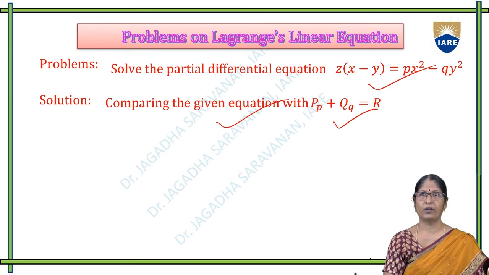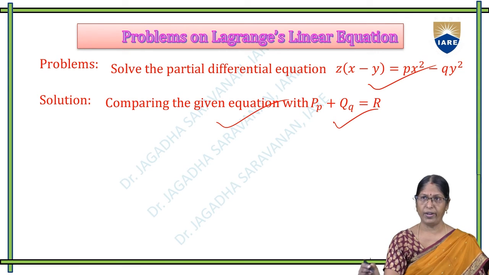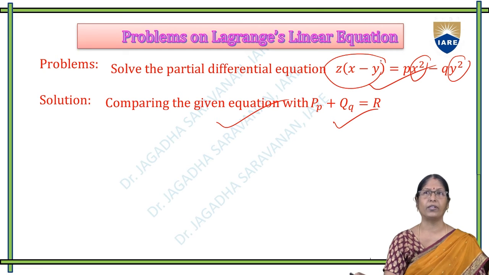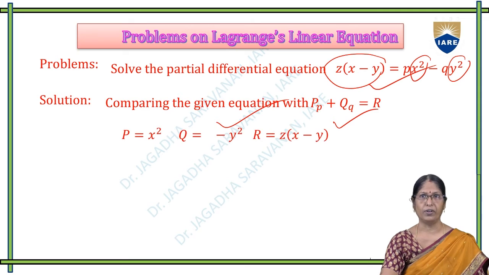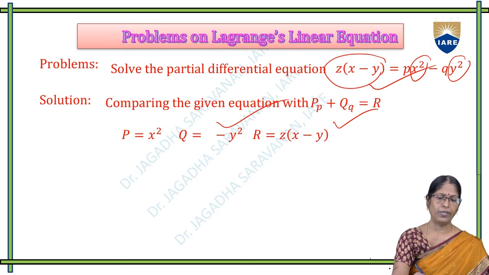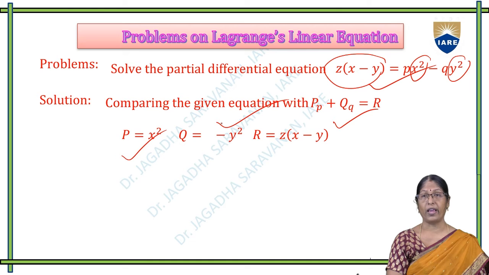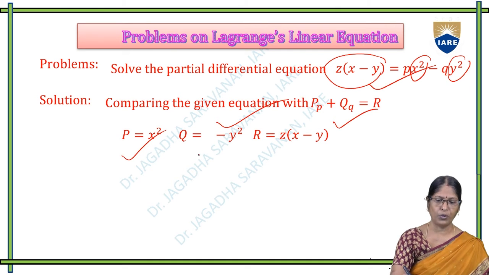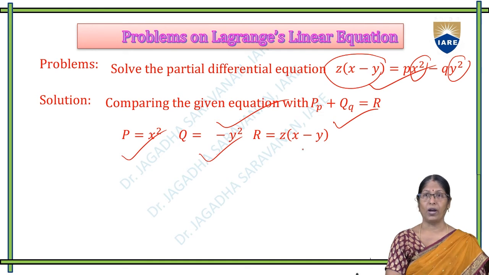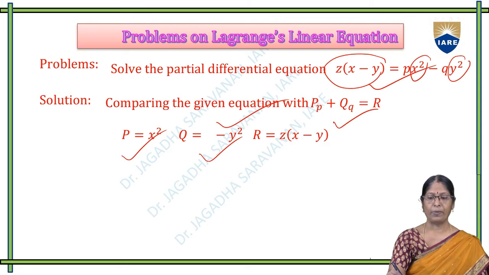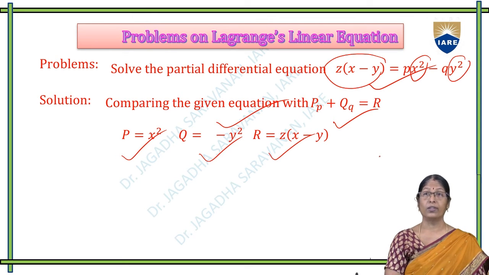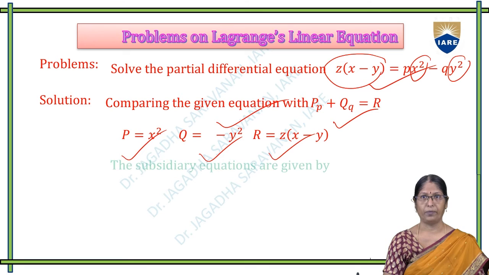Looking at the question itself, easily we can tell it fits our Lagrange's linear equation, because small p is there, this is capital P, this is capital Q, this is capital R. Exactly, it fits our Lagrange's linear equation. So the capital P is x², capital Q is −y², capital R is z(x − y).